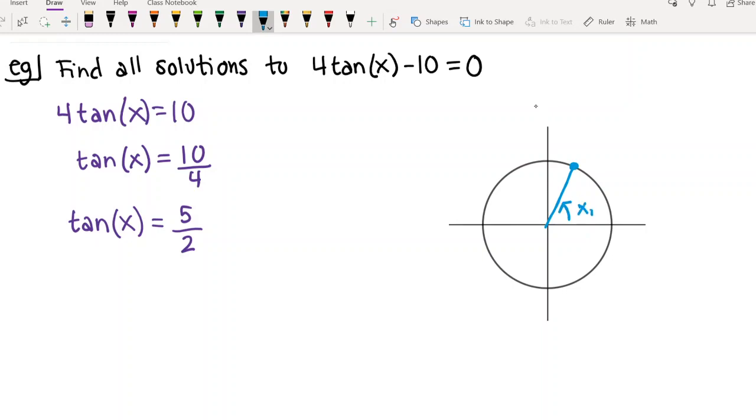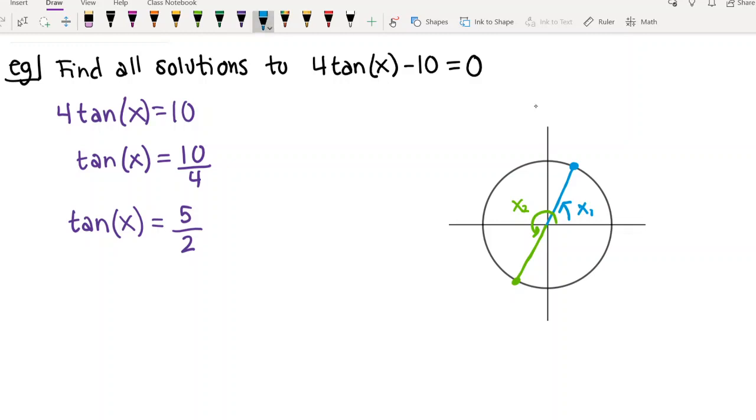This is x1. So where else on the unit circle are we going to have an angle that has that same slope? Well, if we just extend that same direction into quadrant 3, that's going to give us another angle that would work, because the slope is still positive. If we were to draw an angle that was here or here, those ones would have negative slopes. So those are definitely not going to be where our answer is.